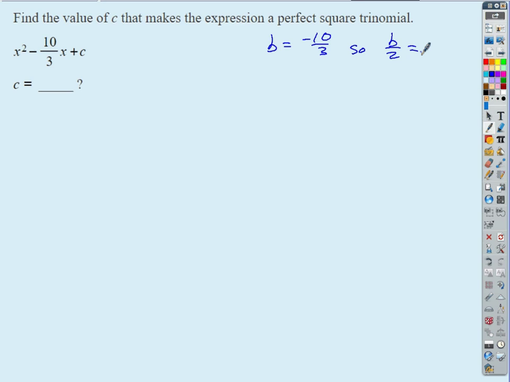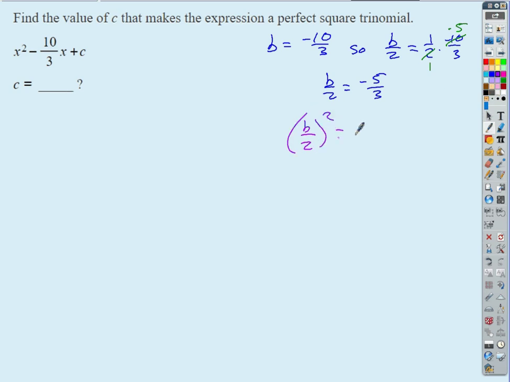Now, it might be easier, because I'm starting with a fraction, rather than dividing a fraction by something. Dividing by 2 is the same as multiplying by what? 1/2, right? Same as multiplying by 1/2. So we could just multiply 1/2 times -10/3, right? And then I could multiply straight across and get -10/6, or I could even reduce a little bit. -10/2 becomes -5/1. Either way, b/2 is just -5/3, right? But the number we're adding is b/2 squared.